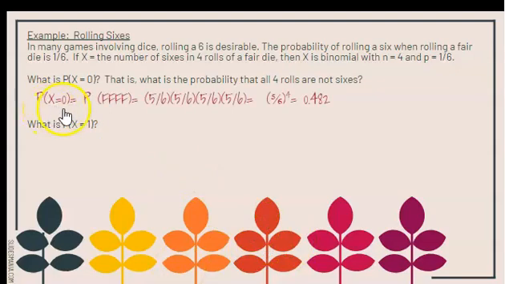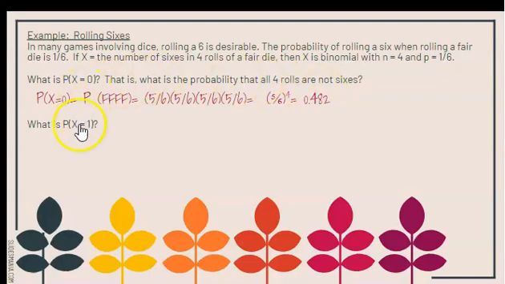It's the probability that X equals 0. That means I have 4 fails, no successes. Well, if the probability of a 6 is 1 out of 6, the probability of not having a 6 is 5 out of 6. So that probability is 5 out of 6 for each of the 4 rolls. So I could write it this way, and calculate it out, I get 0.482.